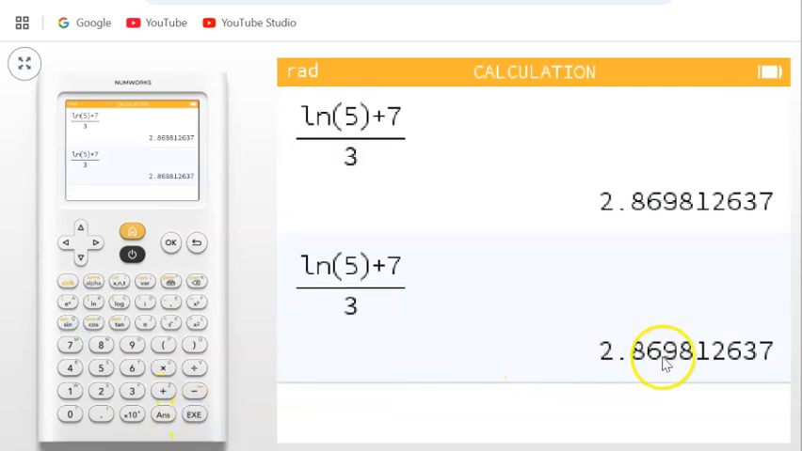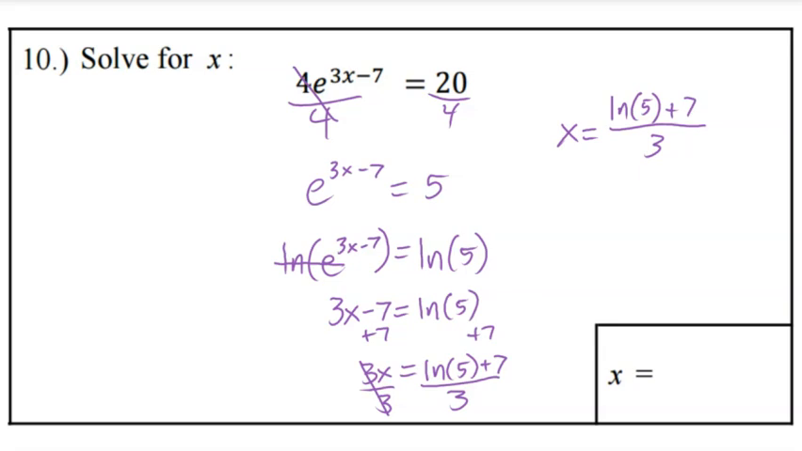Sure enough, 2.8698. So this 8 is going to make this 9 a 10, which is going to make the 6 a 7, and the 9 a 0. So really it's 2.87 is our answer. Okay. So x is 2.87. Okay. Now we'll try question 11.